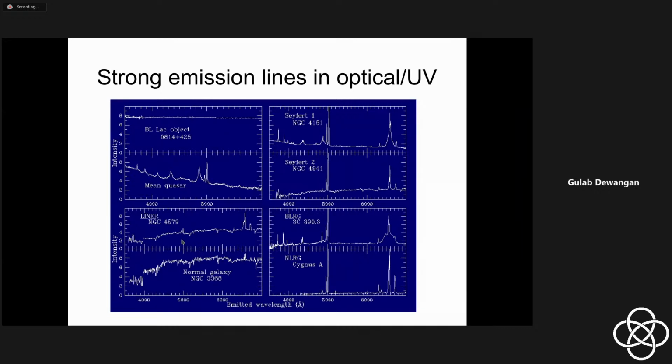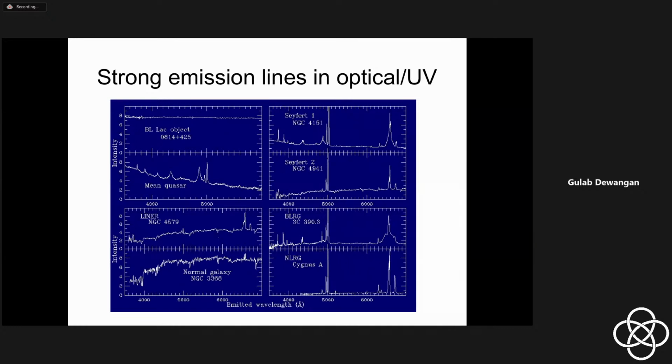There are other types of AGNs. They are not very powerful, but they have emission lines like the Seyfert 1 or Seyfert 2 galaxies, and the continuum is not very strong, but because of these emission lines, they are classified as LINERs, low ionization nuclear emission line region galaxies. They are low luminosity AGNs. So the quasars are the most luminous AGNs. Then Seyfert galaxies are the other slightly less powerful AGNs, and the LINERs are the least powerful AGNs.